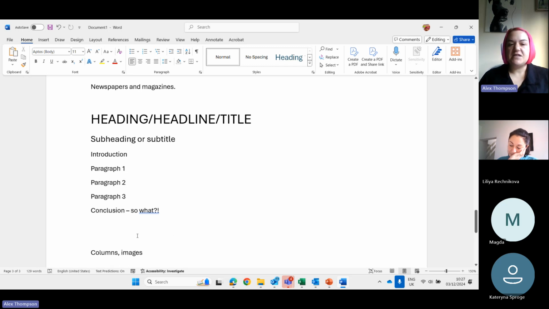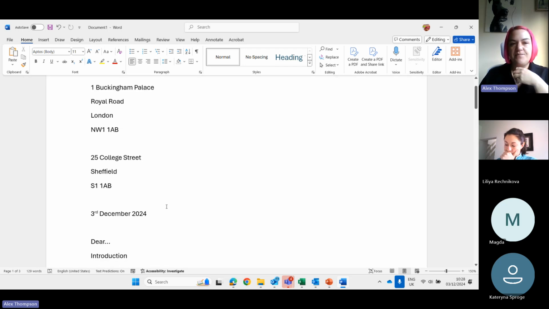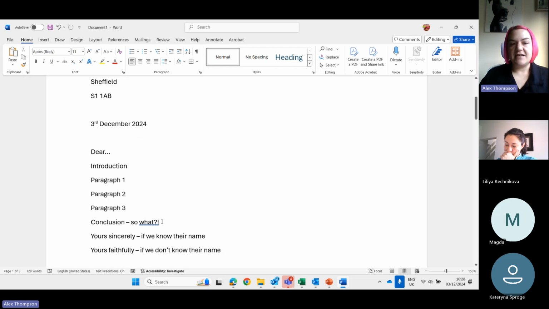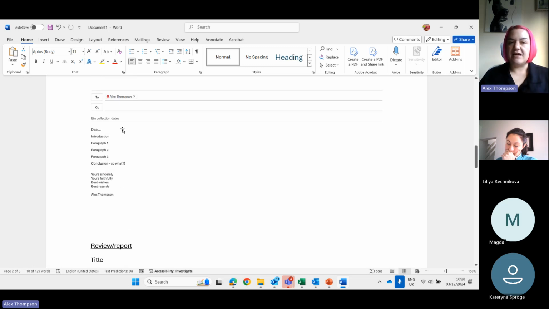So each of these documents look ever so slightly different, but the content is very similar. So we notice, for example, we started right at the beginning. We have a letter. We can tell it's a letter from how it looks, but the content has that introduction, 3 paragraphs, conclusion. We have an email. So again, it looks slightly different, but the content in the middle is exactly the same.